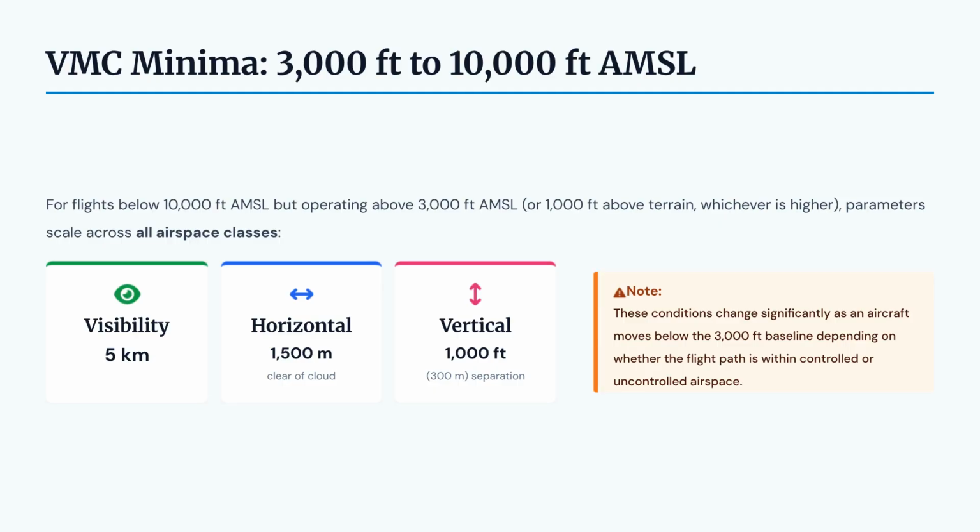Between 3,000 feet and 10,000 feet AMSL, the VMC minima for all airspace classes is 5 kilometers visibility, 1,500 meters horizontal distance from cloud, and 1,000 feet vertical separation. These conditions change significantly below the 3,000 foot baseline.